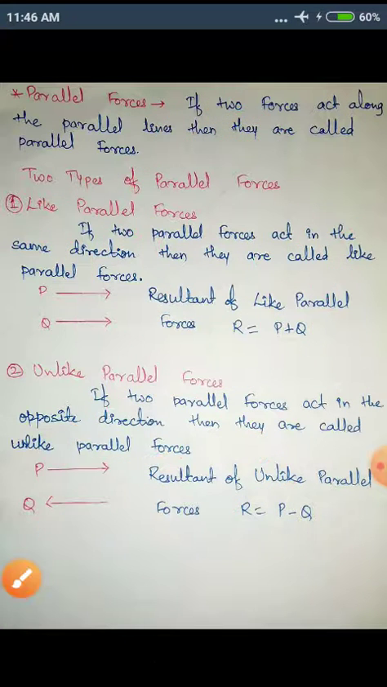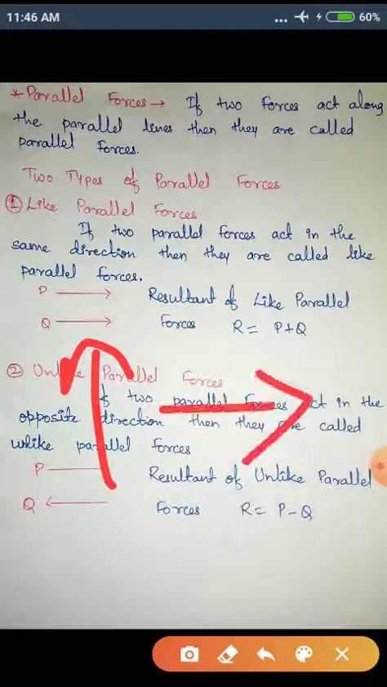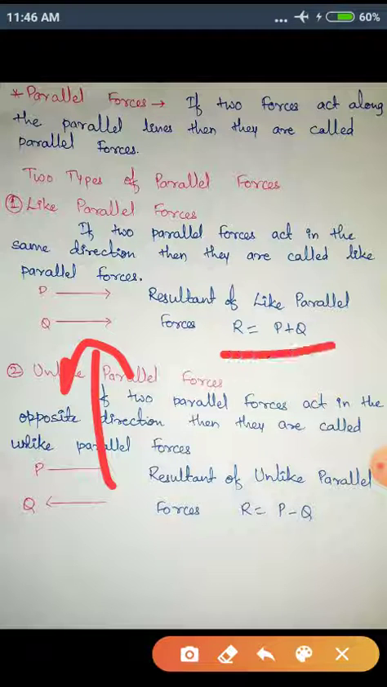Now we'll see what are like parallel forces. If two parallel forces act in the same direction, then they are called like parallel forces. Here you can see in the diagram that forces P and Q are acting in the same direction. Therefore, these two forces are called like parallel forces, and the resultant of these two forces is R equal to P plus Q. The simple addition of these two gives the resultant.